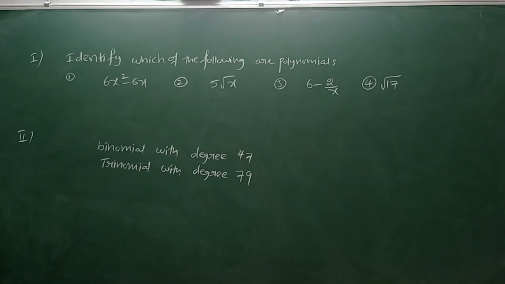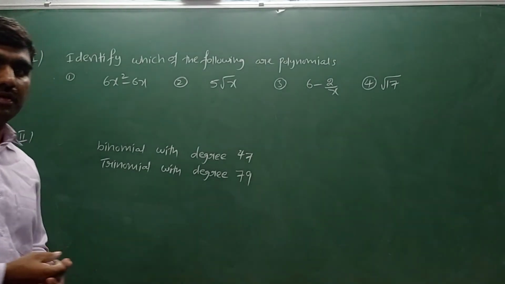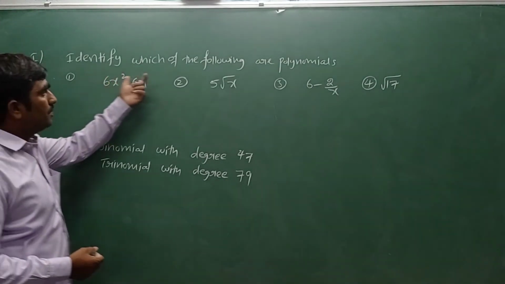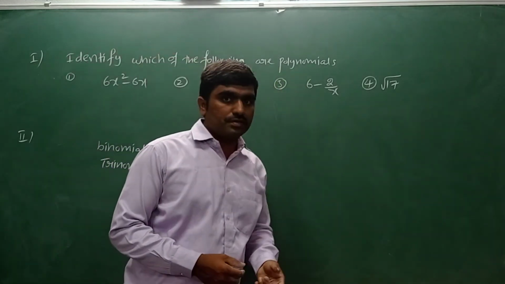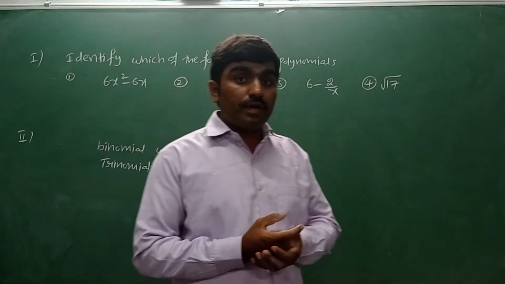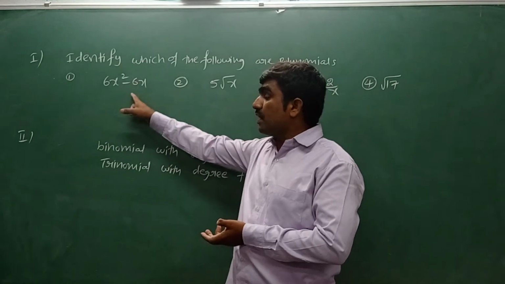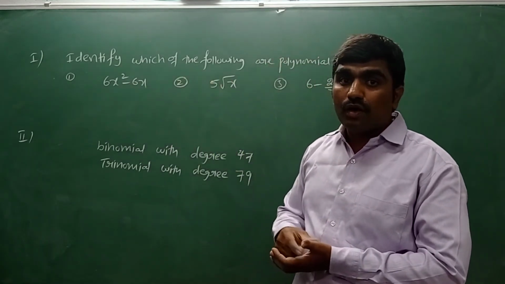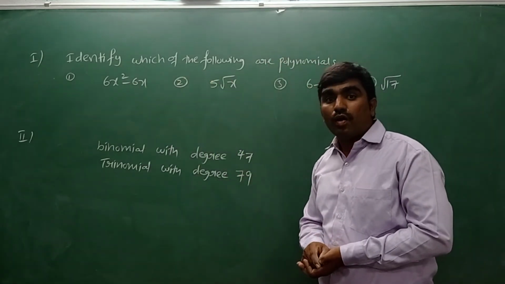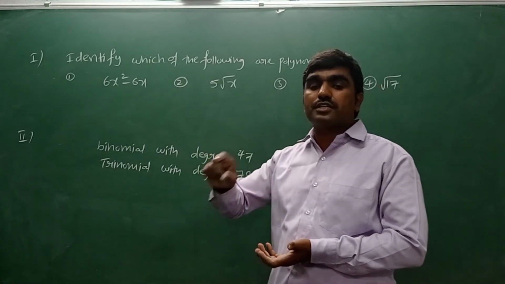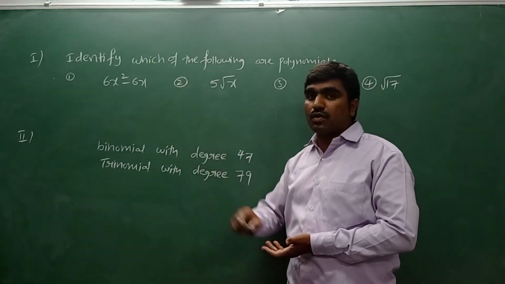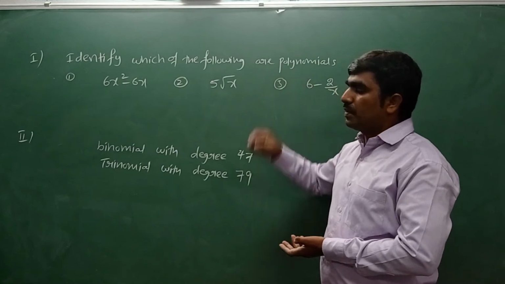Yeah, here we can see a few examples based on our previous knowledge. Identify which of the following are polynomials. What do we know about polynomials? When can we say an algebraic expression is a polynomial? An algebraic expression whose variable powers are whole numbers is called a polynomial.